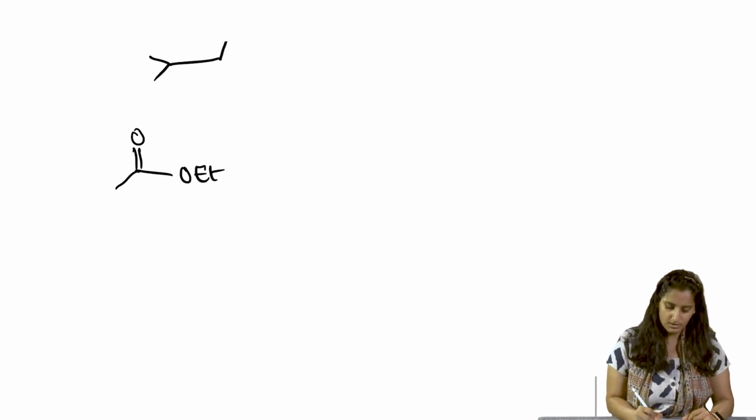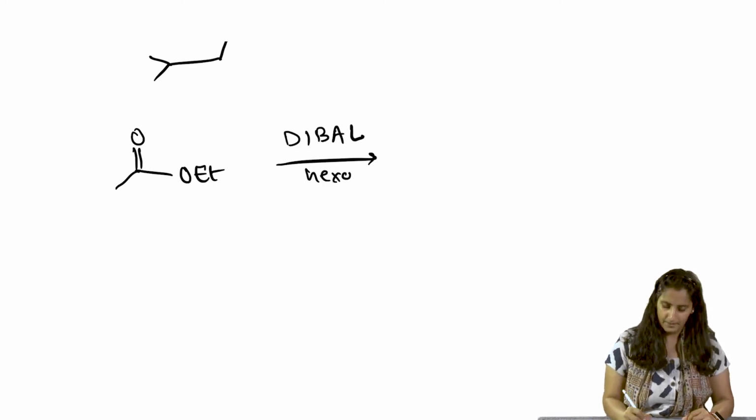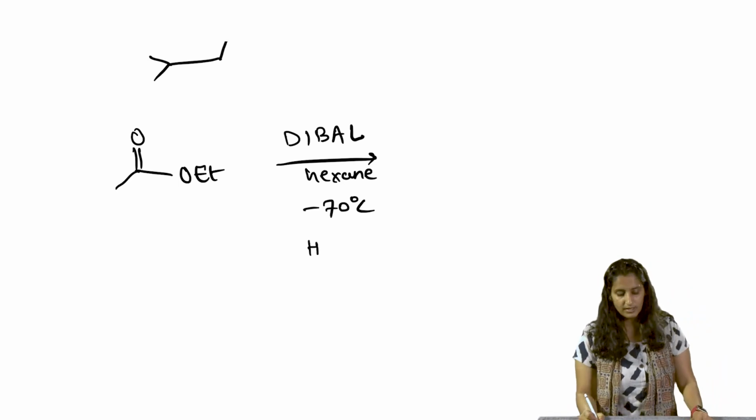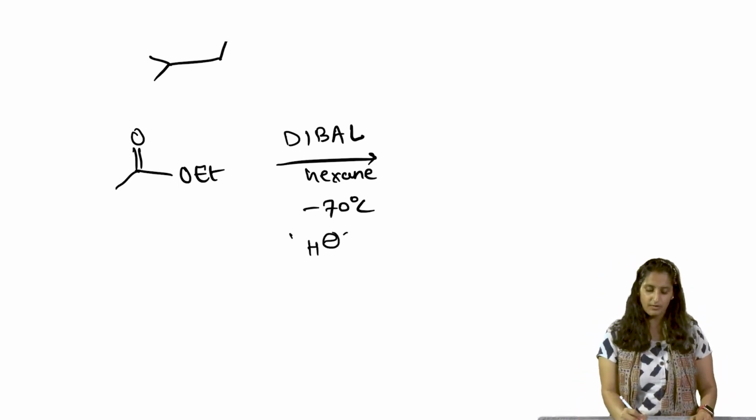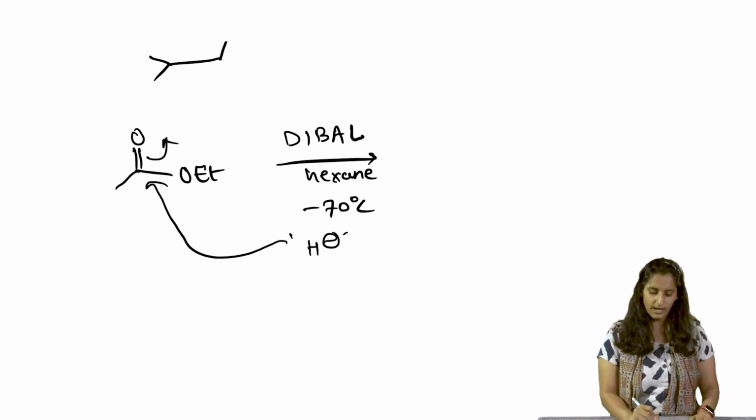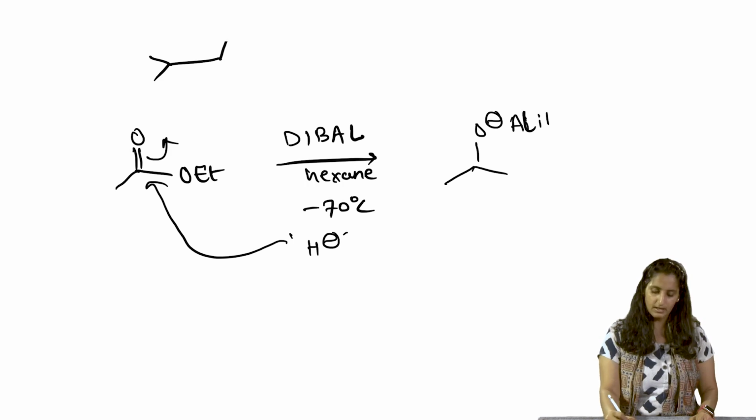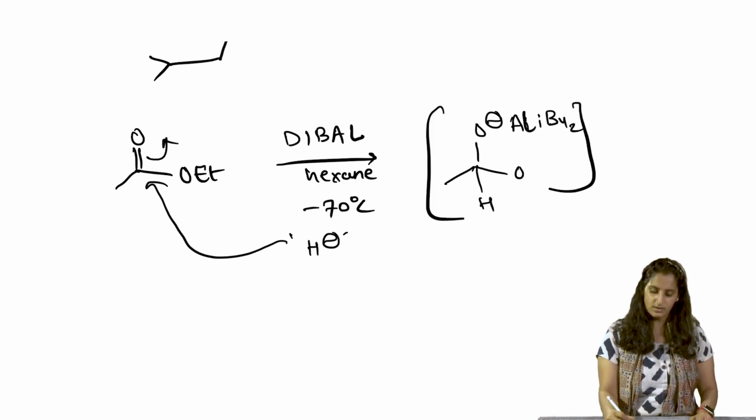The reaction that it does is somewhat like this: you start from an ester, and you react it with DIBAL in the presence of hexane at minus 70 degrees centigrade. Again it is a source of hydride, so it is going to attack and open this up. What do we end up forming? This forms O minus Al isobutyl twice, hydride, OEt.